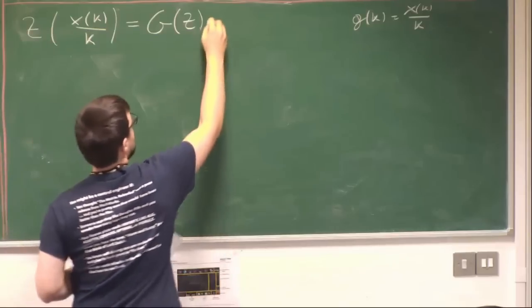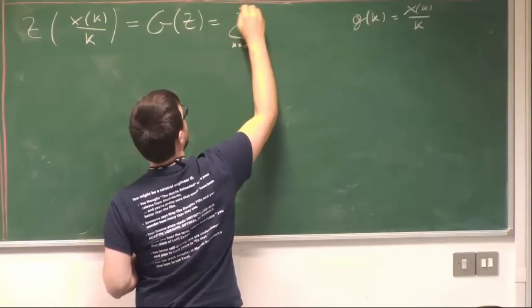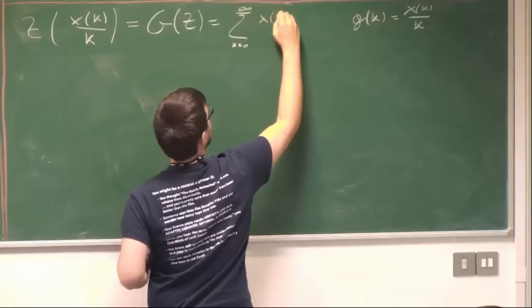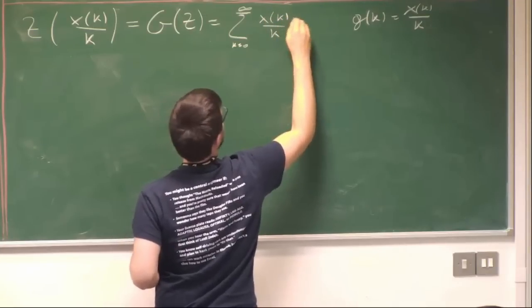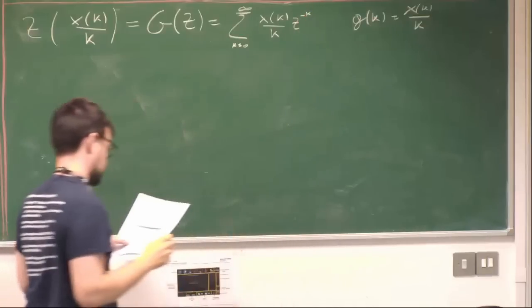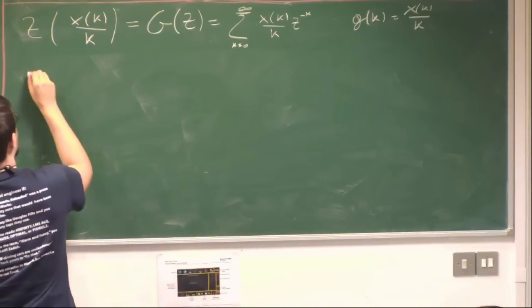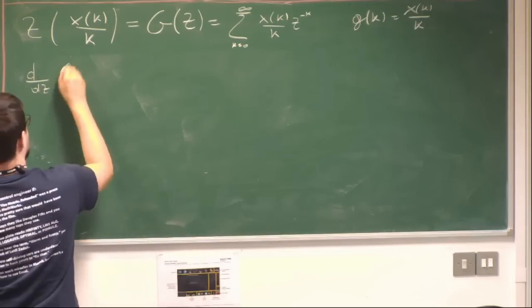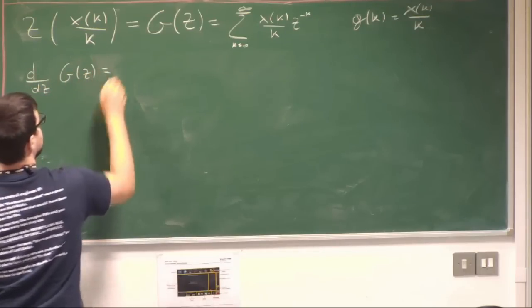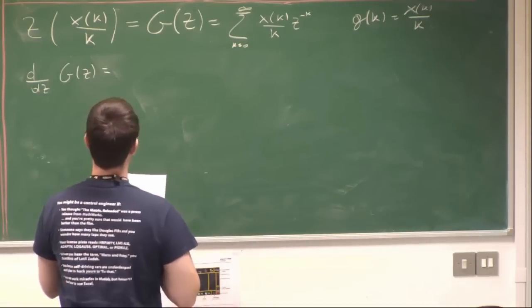And this, by definition, is the sum with k that goes from 0 to infinity of x of k divided by k, z power minus k. At the same time, we also compute the derivative with respect to z of g of z. Okay, so it's the derivative of that term over there.